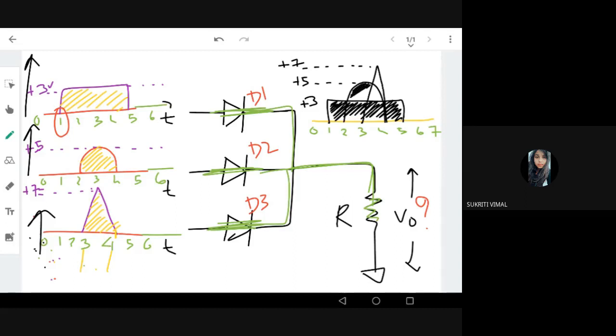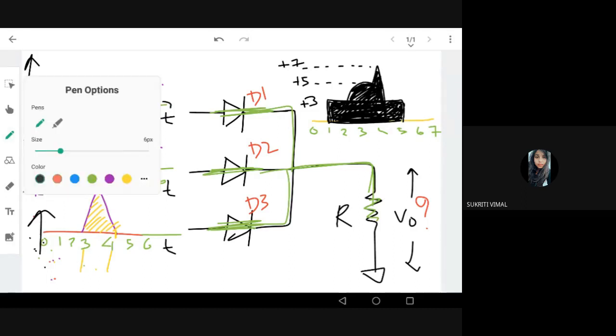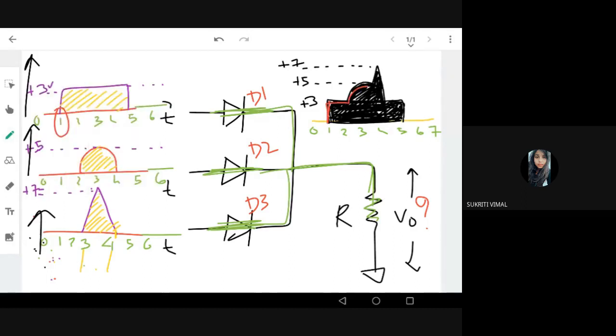So this will be the shape of my output waveform. There's nothing more to think about here, because all diodes are ideal and they allow the waveforms to pass to the output. So this is the shape of my output waveform, drawn in red color.